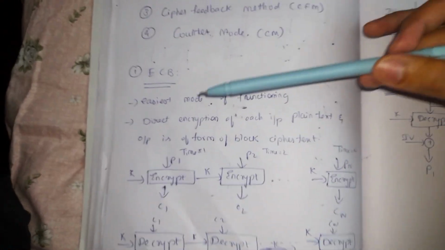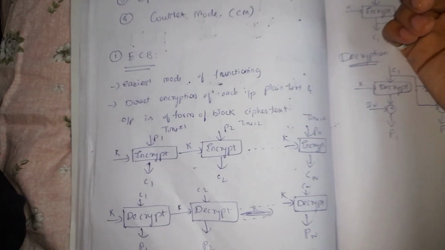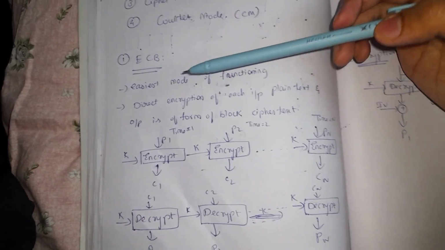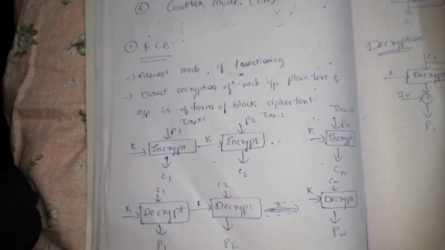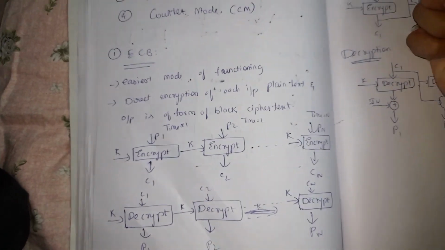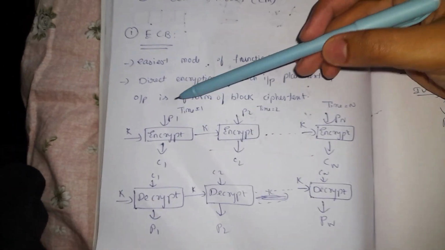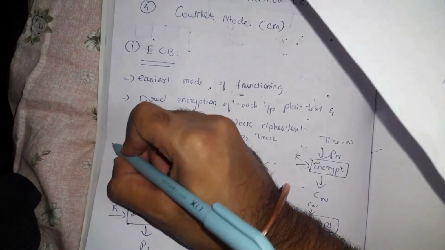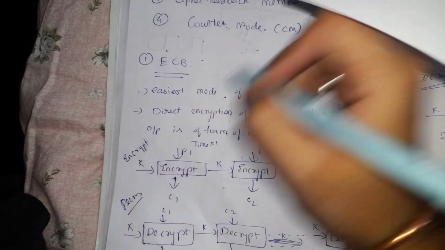Now the first one is ECB, the Electronic Codebook method. This is the easiest mode of functioning. Why so? Because in each block an encryption and decryption is performed directly. Each plain text block is directly encrypted and the output is a block of cipher text. As you can see here, there are no other operations performed during encryption or decryption. Let me write it very clearly. This is encryption and this is decryption.